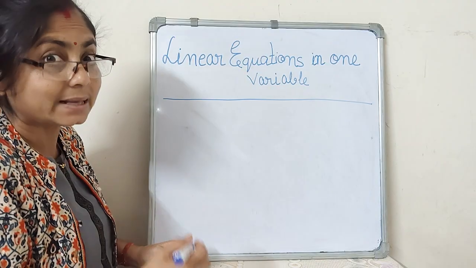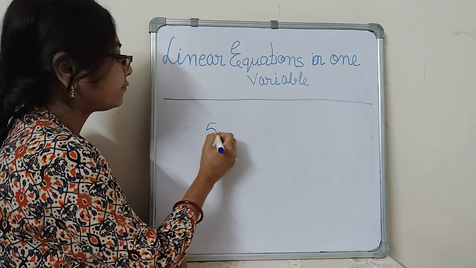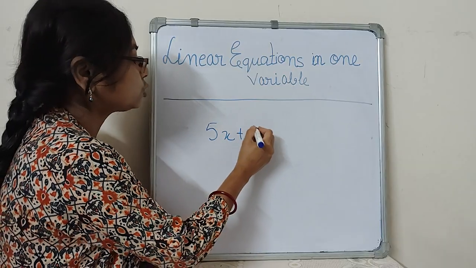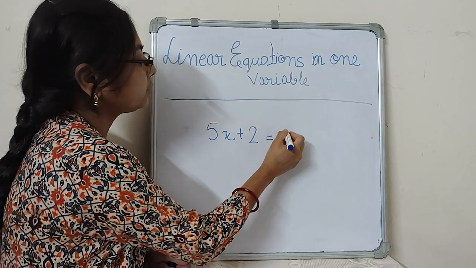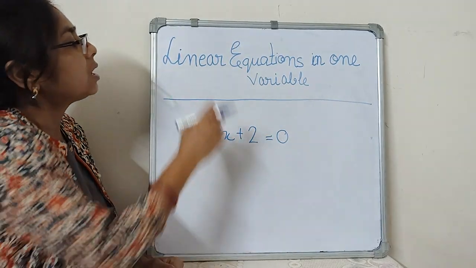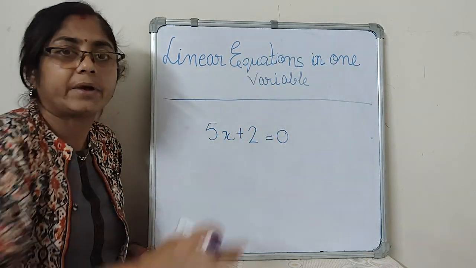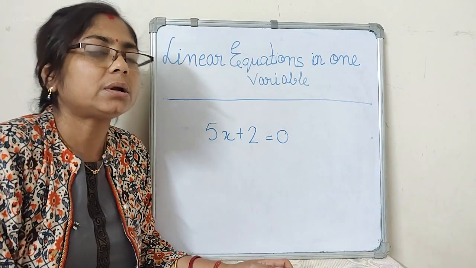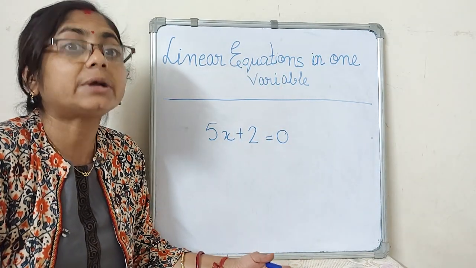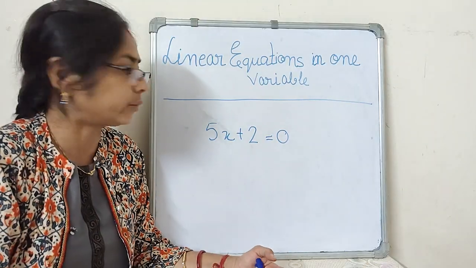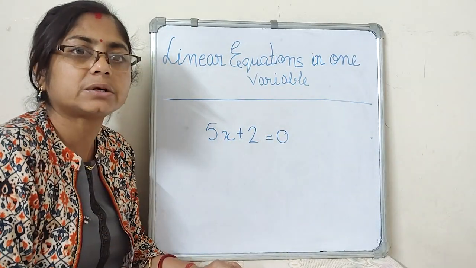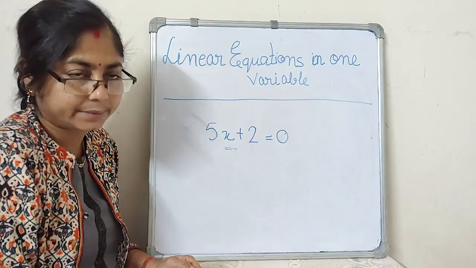First I tell what is a linear equation. 5x plus 2 is equal to 0. Today I teach you linear equation in one variable. A linear equation may also have two variables. But first I tell what is a linear equation. Look, this is an equation. Here one variable is there.